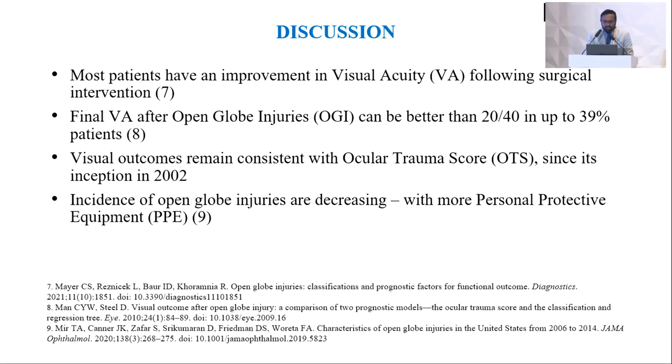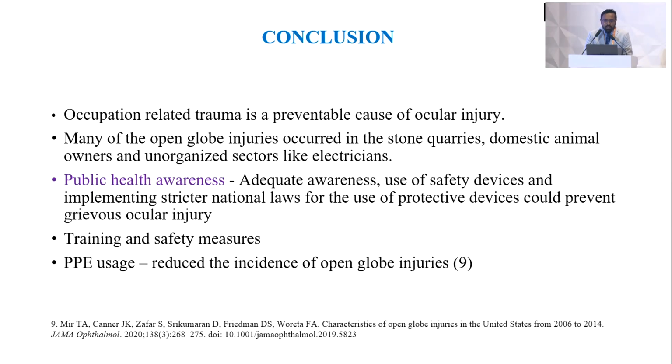Most patients will have an improvement in visual acuity following surgical intervention. Final visual acuity after open globe injuries can be better than 20/40 in up to 39% of patients, and the visual outcomes were consistent with that of the Ocular Trauma Score study. And the incidence of open globe injuries is decreasing with more rampant usage of personal protective equipment.